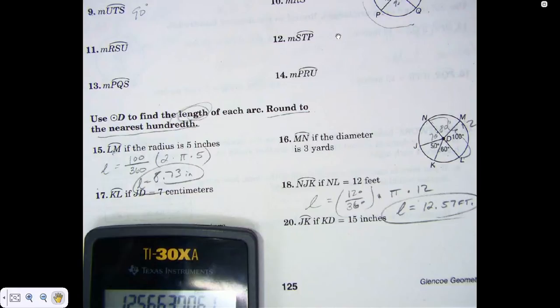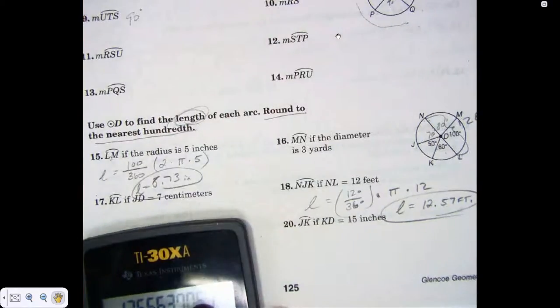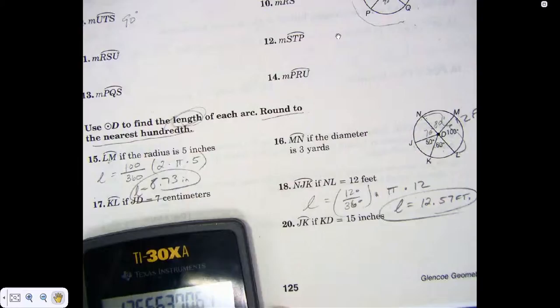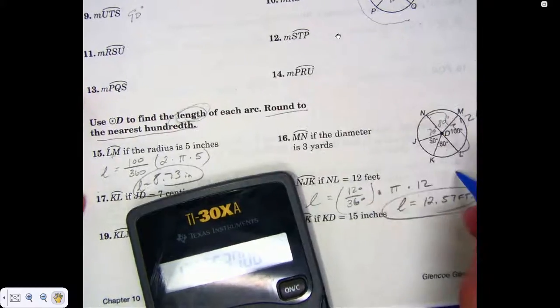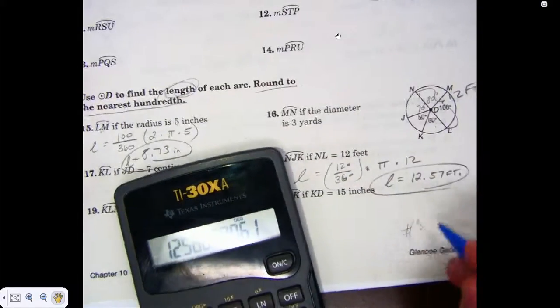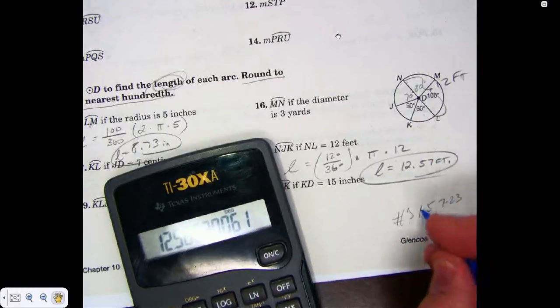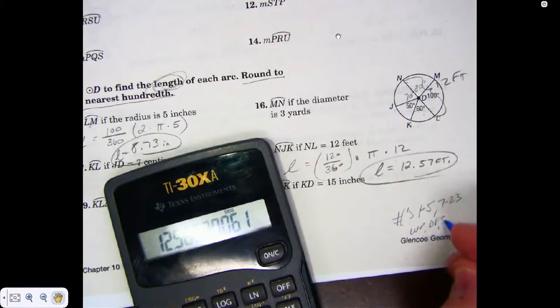Okay, your assignment is numbers, I think it's 1 through 7 maybe. 1 through 7, or 1 through 5, 7 through 23. One through 5, 7 through 23. As always, write problems, draw figures, show all steps and work.